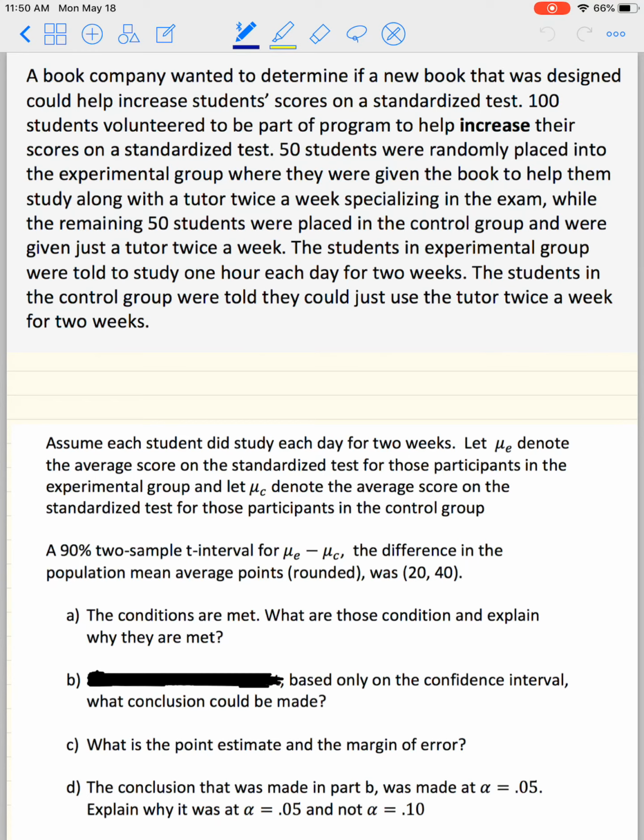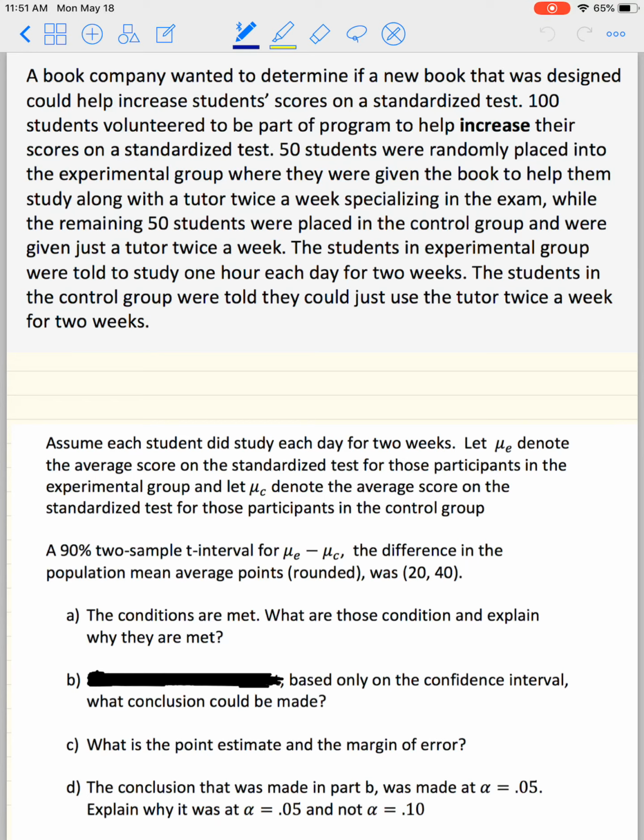Okay, while the remaining 50 students were placed in the control group and were given just the tutor twice a week. The students in the experimental group were told to study 1 hour each day for 2 weeks. The students in the control group were told they could just use the tutor twice a week for 2 weeks. Assume each student did study each day for 2 weeks. In other words, assuming everybody followed instructions. Let mu e denote the average score on the standardized tests for those participants in the experimental group, and let mu c denote the average score of the standardized test for those participants in the control group.